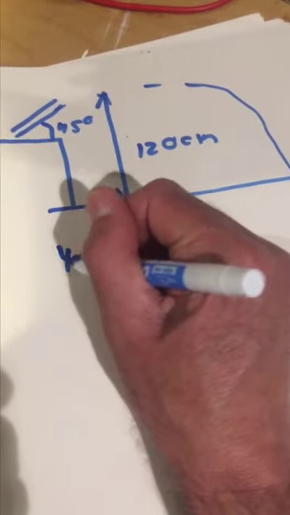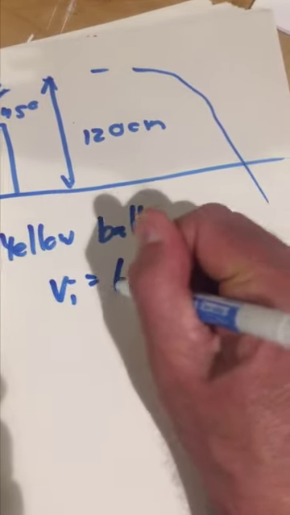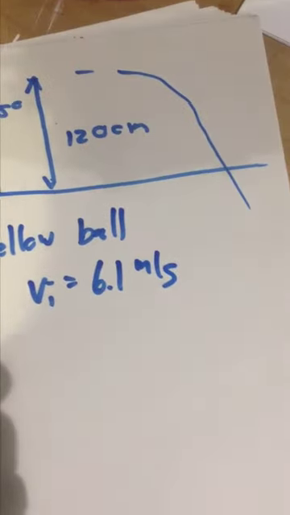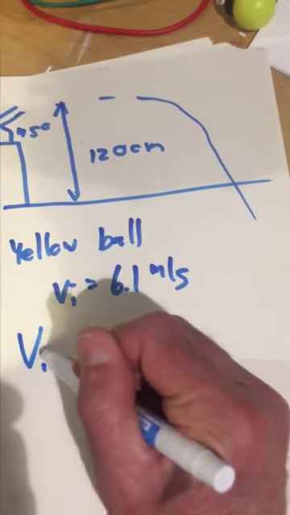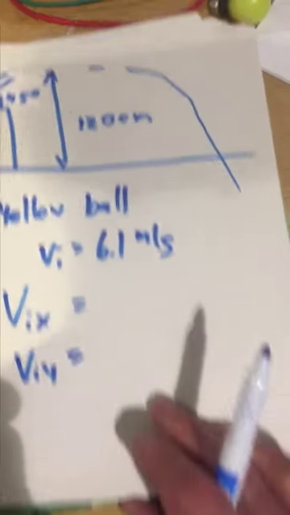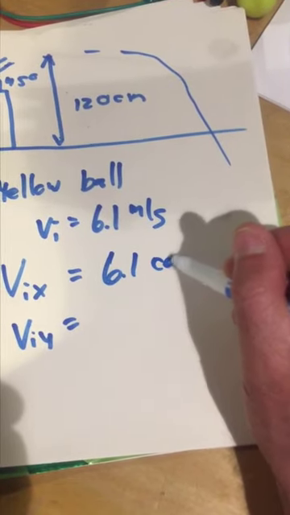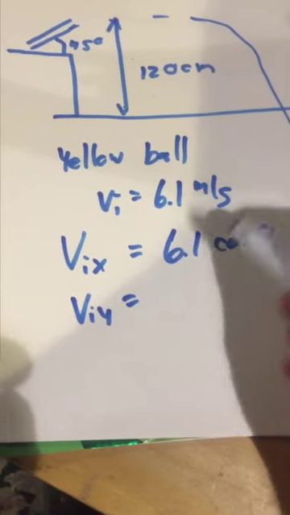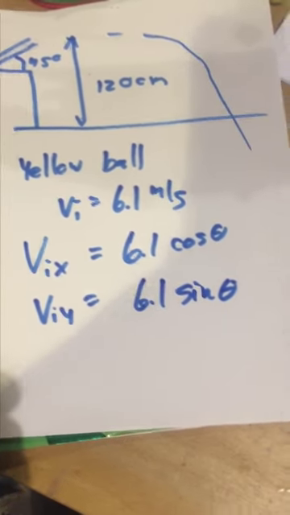All right, so we know for the yellow ball that its initial velocity is, we're going to take it to be 6.1 meters per second. And what we're going to need to do is find the initial x component and the initial y component of the ball's velocity. And to do that again, we take 6.1 times the cosine of the angle theta for the x component. So that's 6.1 times 0.707, and 6.1 times the sine of the angle.